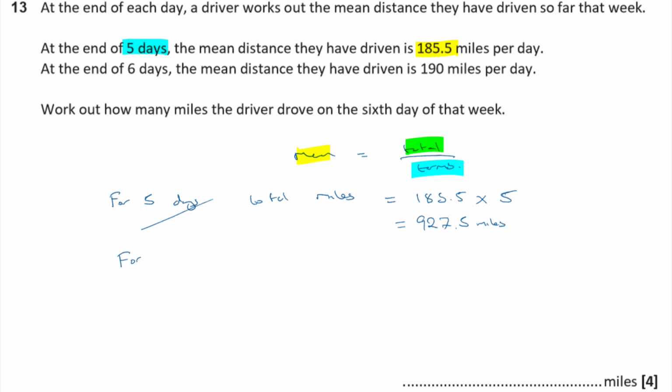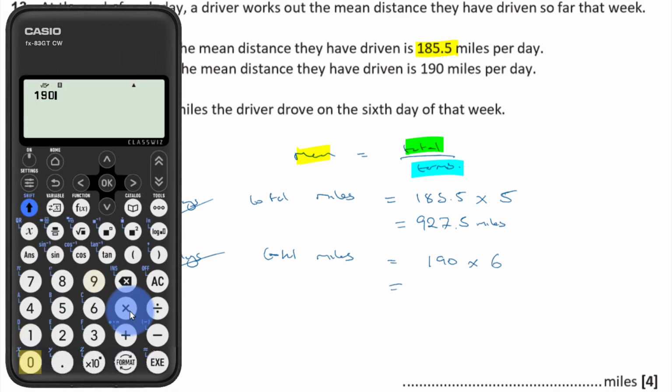For 6 days we can do the same thing. Total miles: that's going to be the average for the 6 days of 190 times the number of days, which is 6. So he would have done a total of 190 times 6. That comes out to be 1,140.